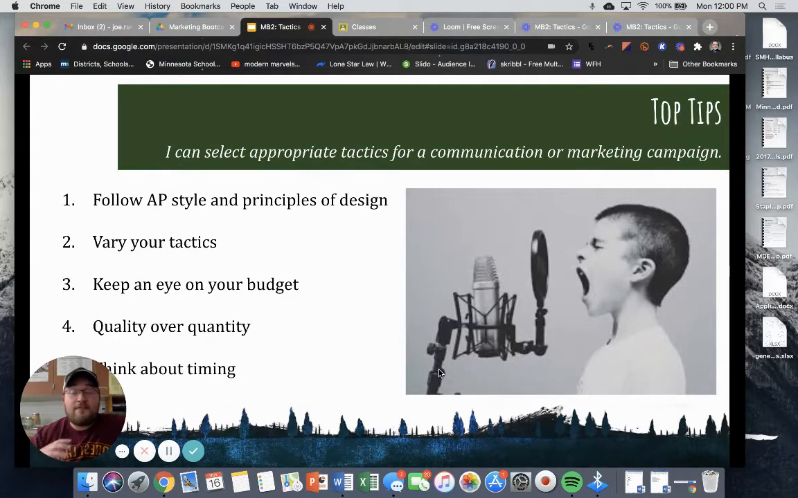ethically, at least, share out information. And there's a specific way it kind of governs grammar rules and spelling rules and all of that. So you want to follow AP style, especially when working with local news media, and the principles of design if you're designing something for the internet.